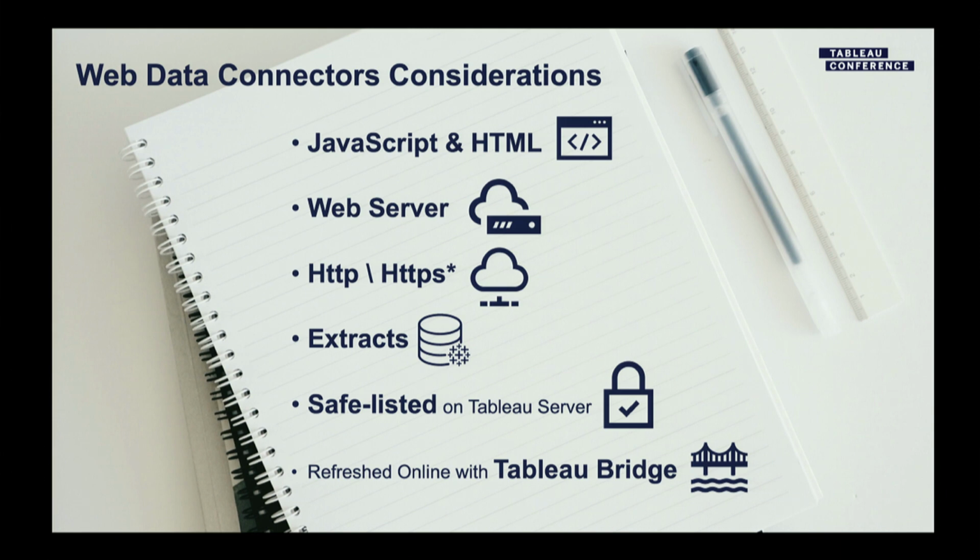The next consideration is the data you're going to be accessing is coming over HTTP or HTTPS. I put an asterisk there because if you do have server-side processing, you can actually make calls to non-HTTP or HTTPS data. Next up, what we're actually creating as part of this WDC is an extract. So at the end of the day, we're dealing with an extract when we think about WDCs. And then two final points if you're working with Server or Online. If you're on Server, you will have to whitelist the WDCs ahead of time so your end users can work with them. And if you're refreshing your data sources on Tableau Online, you'll use Tableau Bridge.